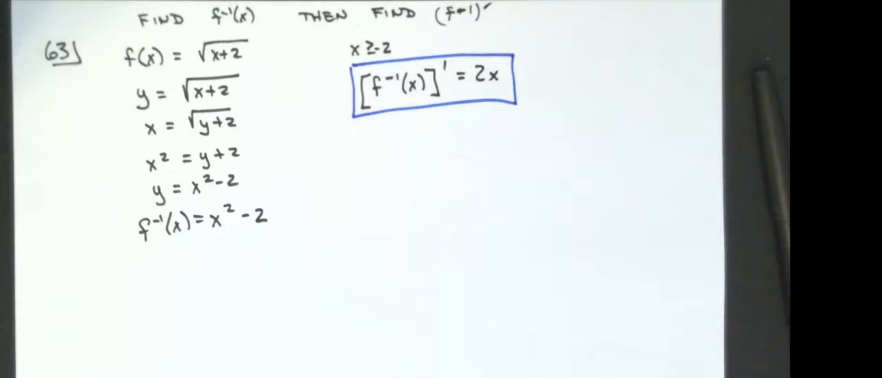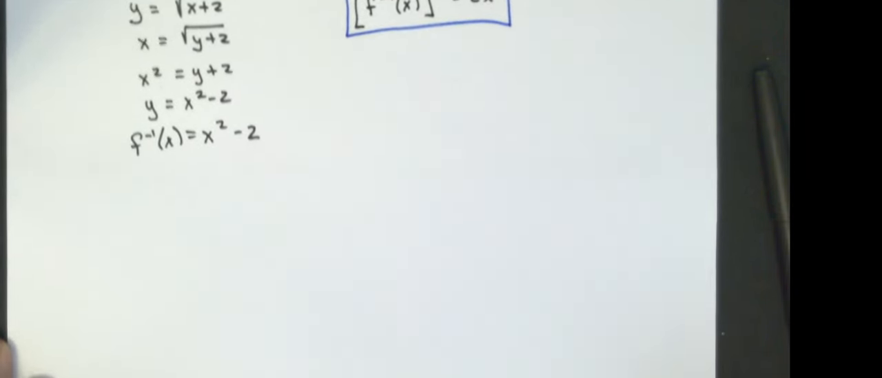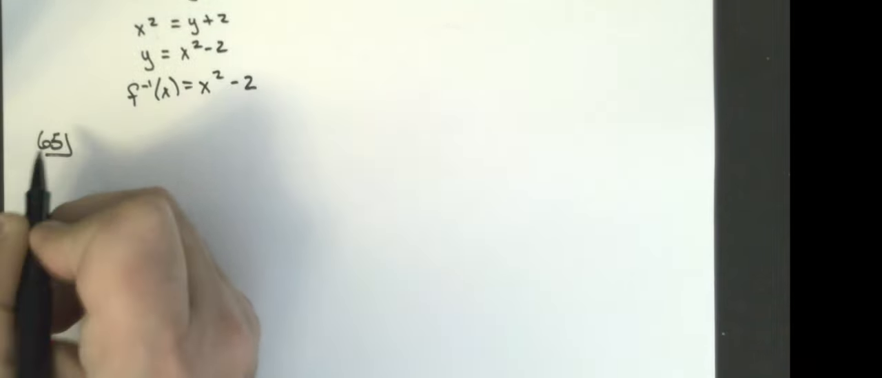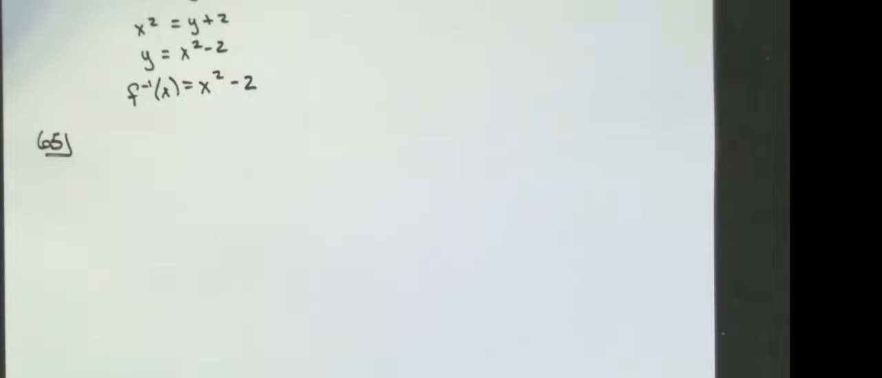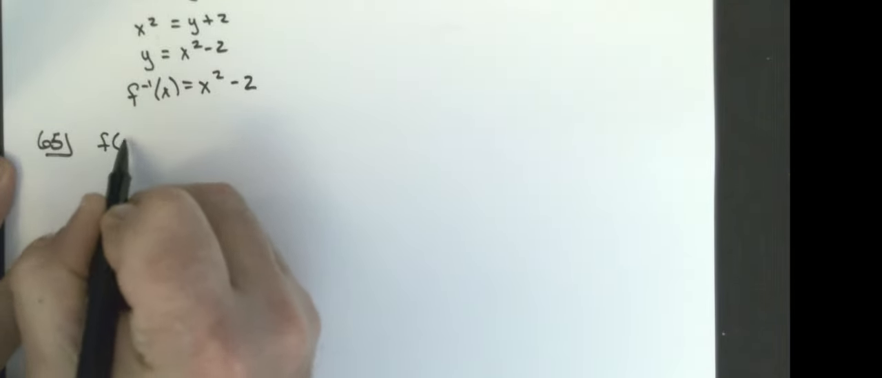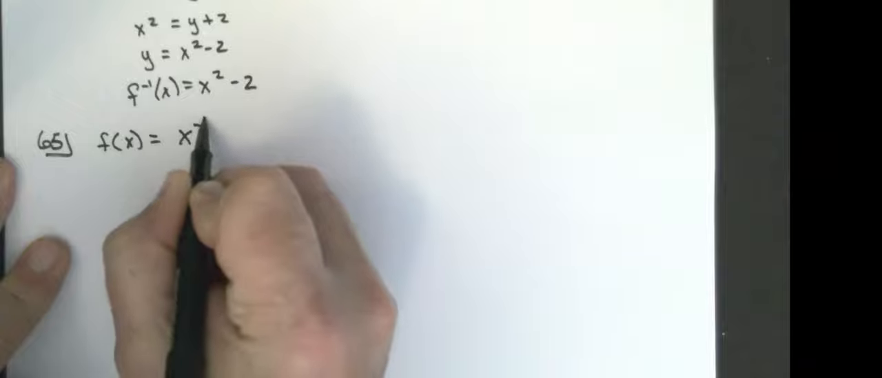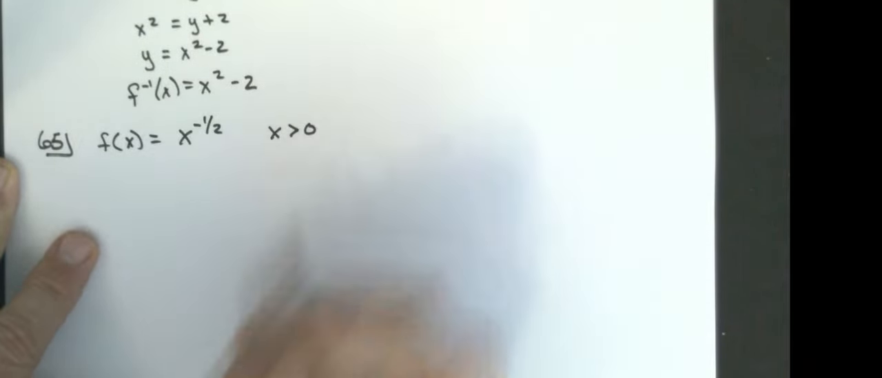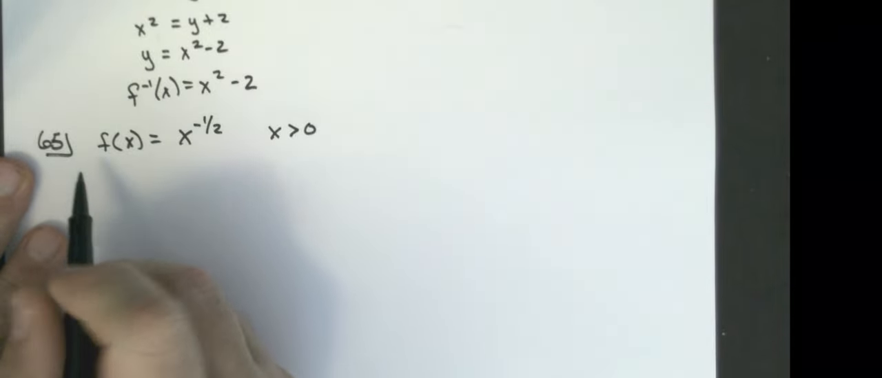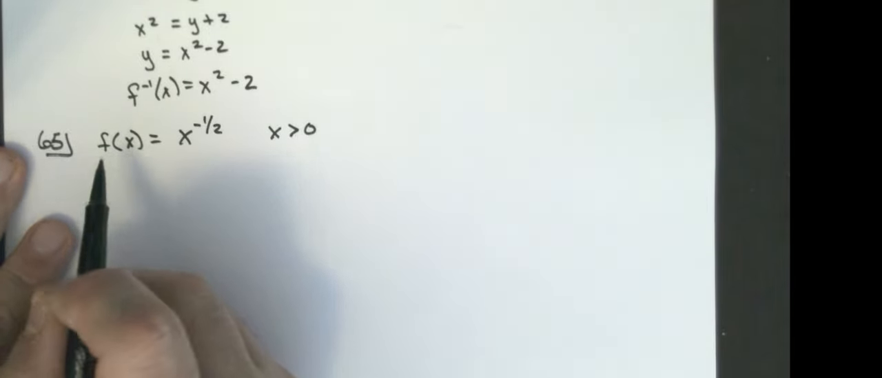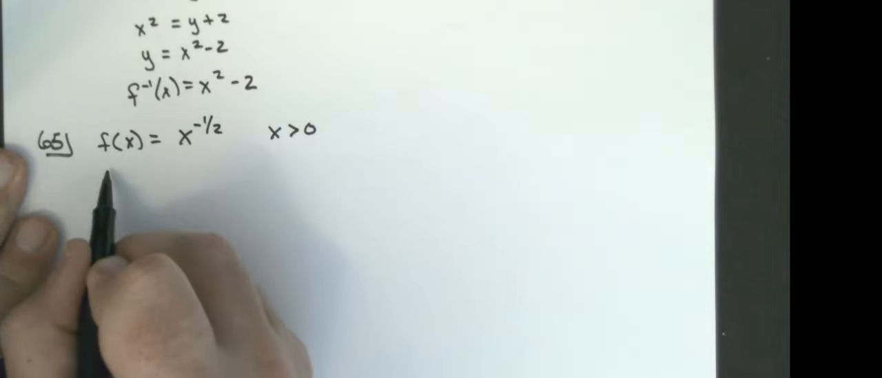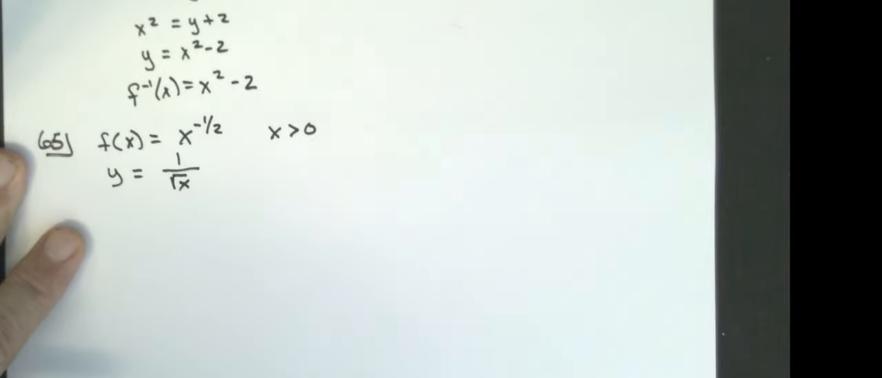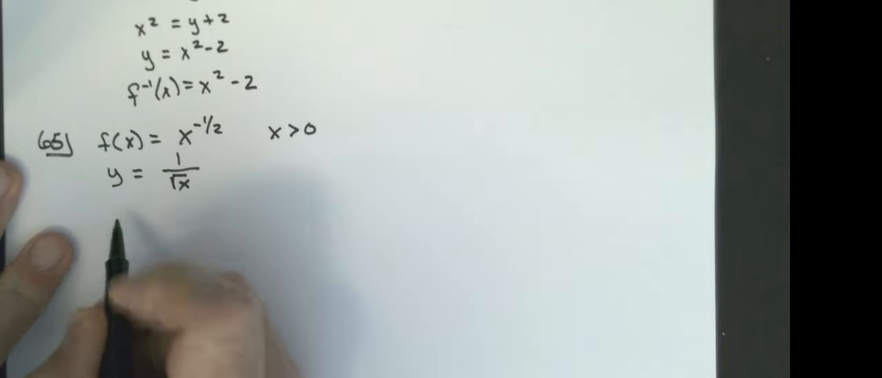And I'm doing 65. It says f of x equals x to the negative 1/2, where x is greater than 0. Okay. So first step, I'm going to do steps 1 and 2 together. Actually, I'm not. I'm going to go y equals 1 over the square root of x. Okay, now I'm going to swap the x and the y.